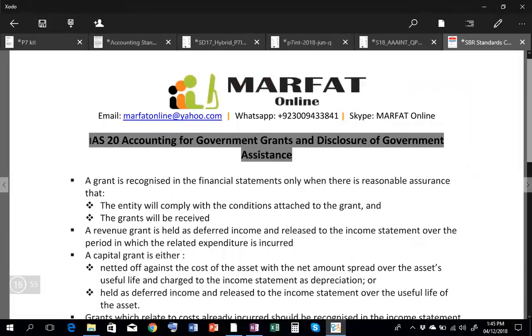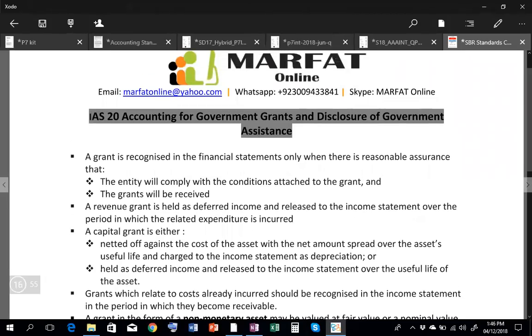IAS 20 is again an important standard, and first of all, a grant should be recorded when it will be received and the entity will comply with the conditions attached to the grant. So there are two types of grant. If they are supporting you, like they're helping you to purchase some asset, in case of asset, that is the capital grant. And then if they're giving you a grant in support of some expenses or to achieve a non-financial goal, then that is known as a revenue grant.